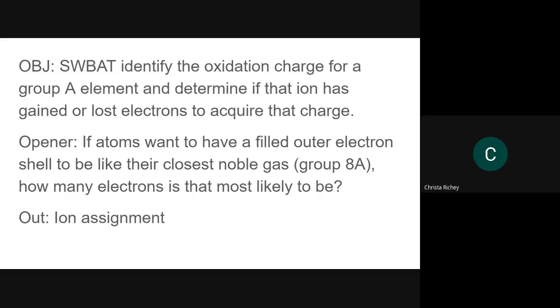For this opener, we've talked about this a little bit just because I knew it was coming up. Atoms want to have what's called a full outer shell. We call the outside shell the valence shell. They want to be like their closest noble gas. And when we did the SPDF stuff, the shorthand, the thing in brackets, that was the previous noble gas. Sometimes it's the closest, and sometimes it's not. It was the thing all the way on the right-hand side, the noble gases, which is 8A.